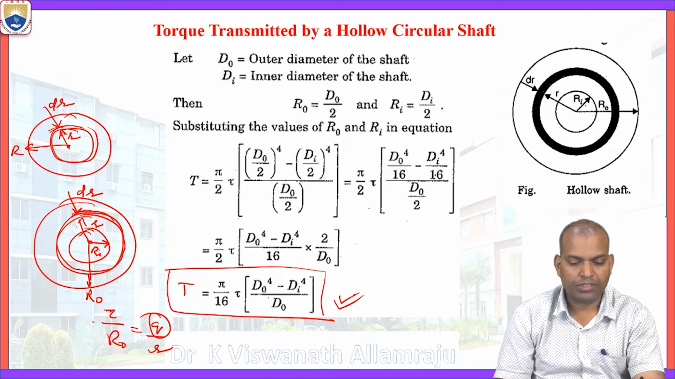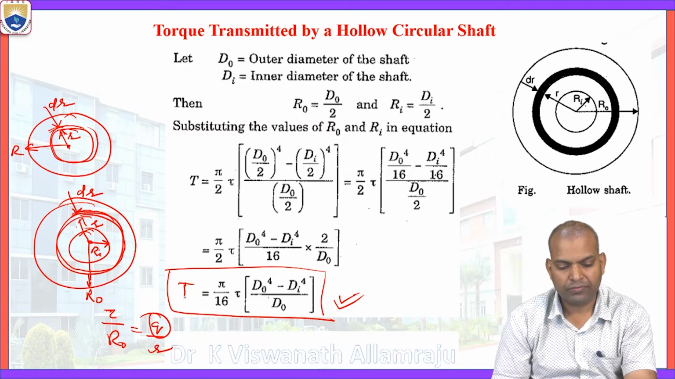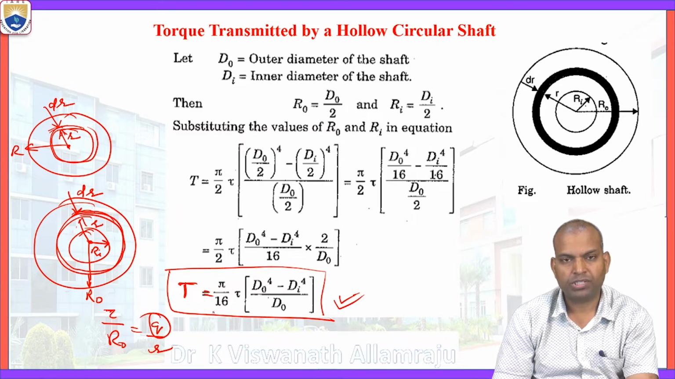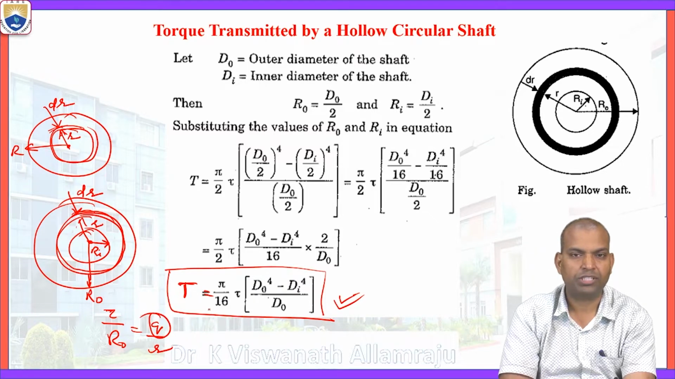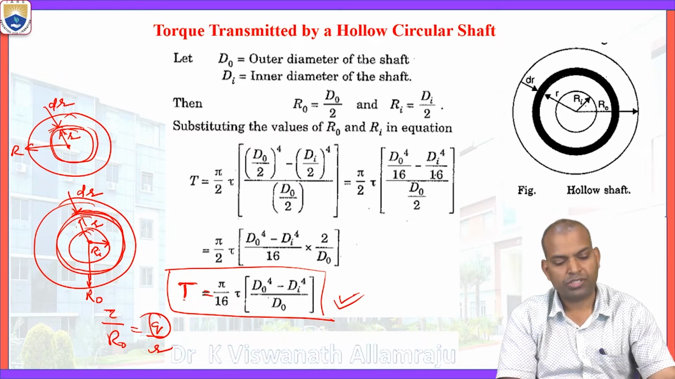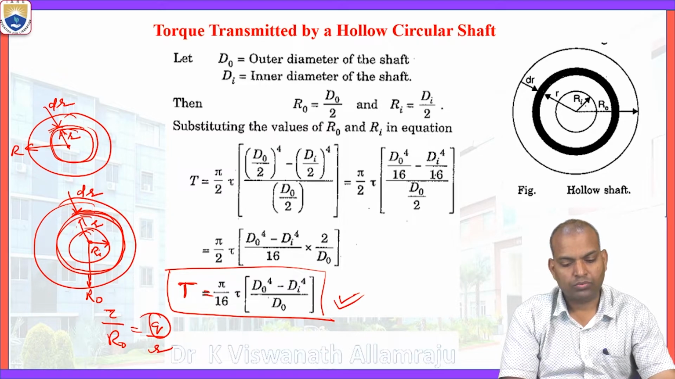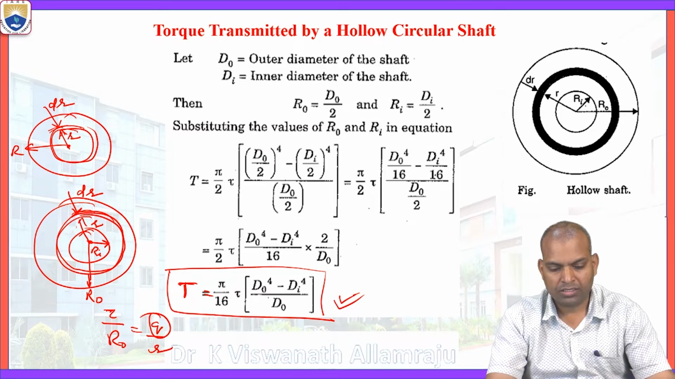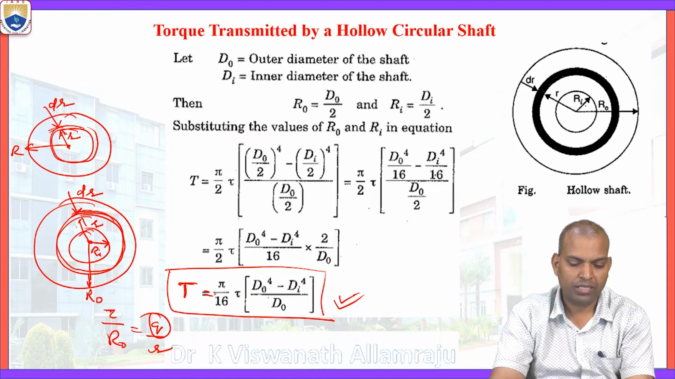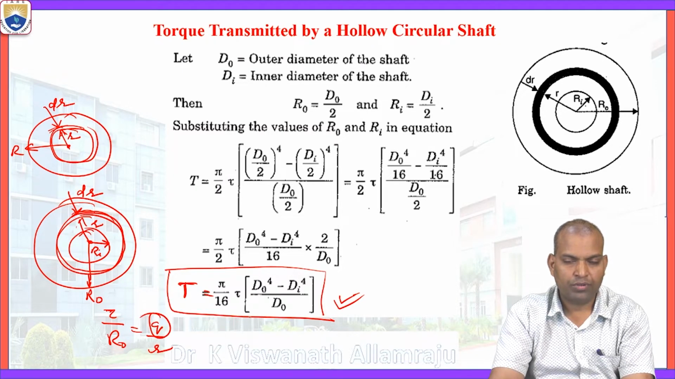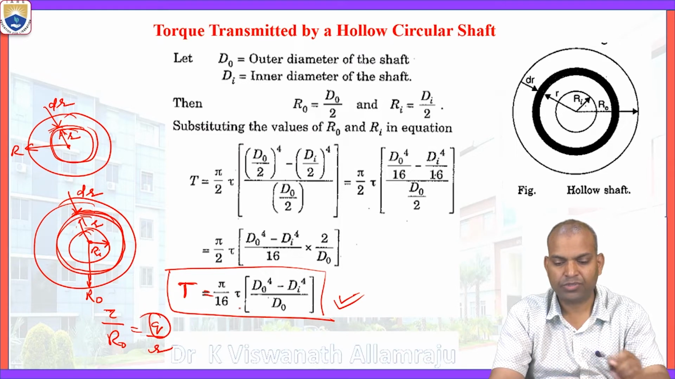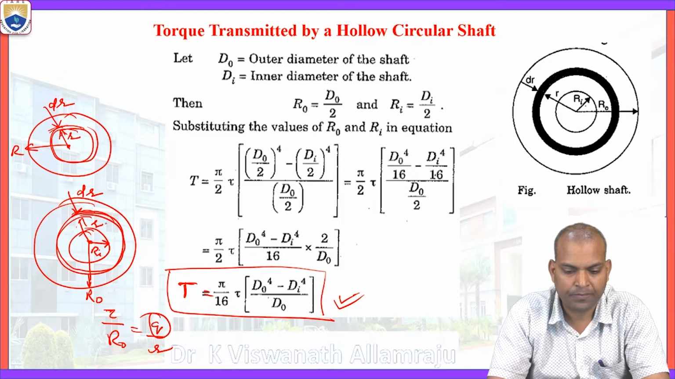Okay, the methodology is the same, the calculation from the concepts of torque. Now after substitution we derived the formula in terms of the shear stress and the outer and inner diameters: T, the torque, equals pi by 16 times tau times D0 power 4 minus Di power 4 by D0, where D0 is the outer diameter, Di is the inner diameter, and tau is the maximum shear stress at the outer surface of the shaft.